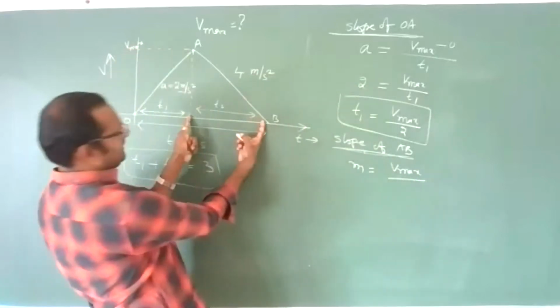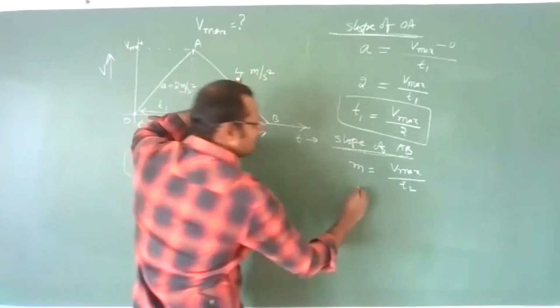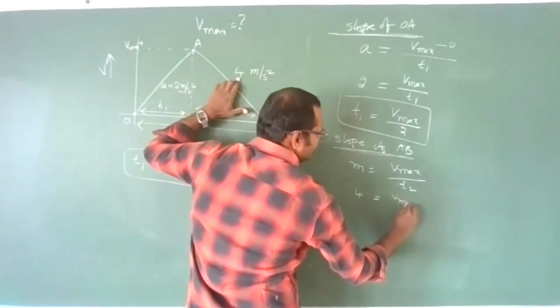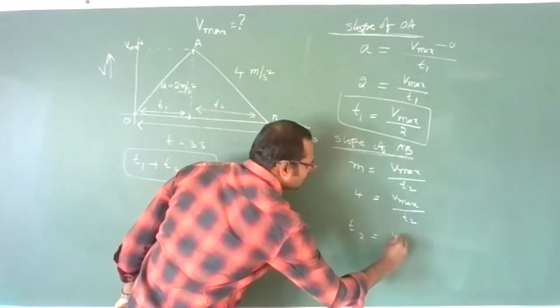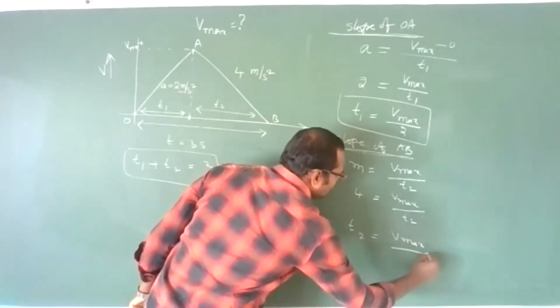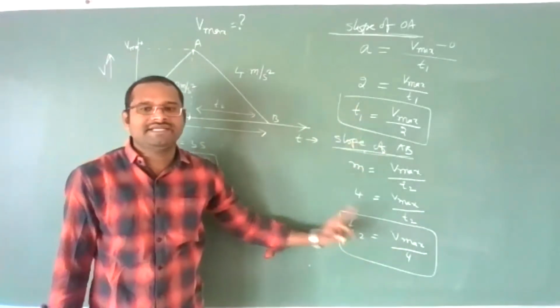Upon time, how much? T2. But this slope, how much is given? 4 is given. So 4 is equal to V max upon T2. Then what is T2? T2 is V max upon 4. Yes, I got the T1 value and the T2 value.